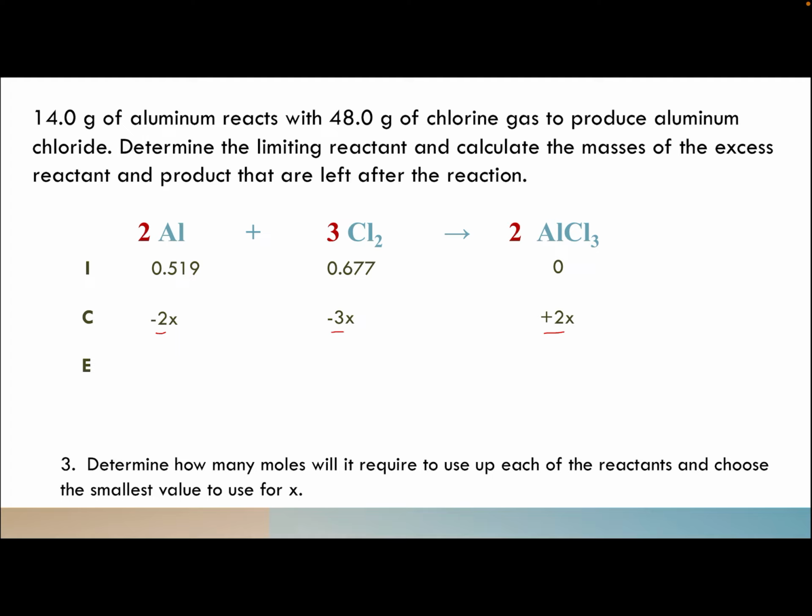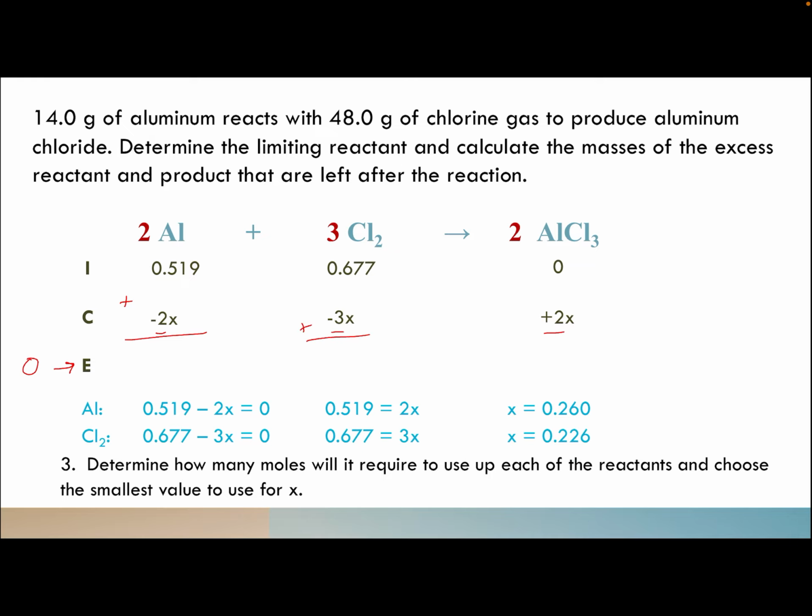Then we can go through and actually figure out, okay, what are our values of x? So for our first one, remember, we're always going to assume that this is going to be 0. So it's going to be 0.519 plus a negative 2x gets us 0. Then we'll solve for x, and that will get us x equals 0.260. And then we'll do the exact same thing for chlorine. We're going to say 0.677 minus 3x gets us 0. And we'll solve for that x.